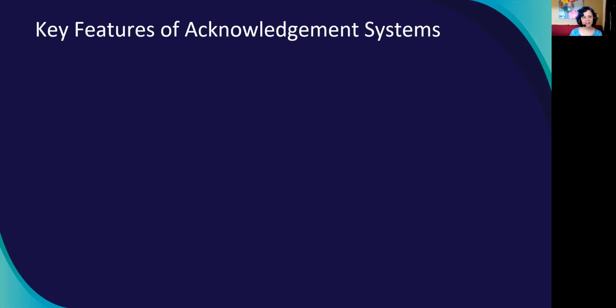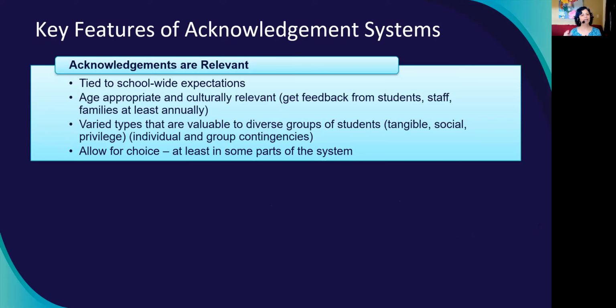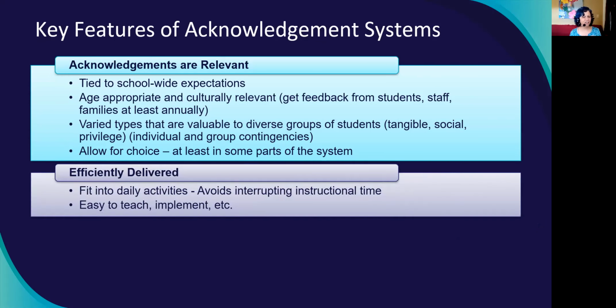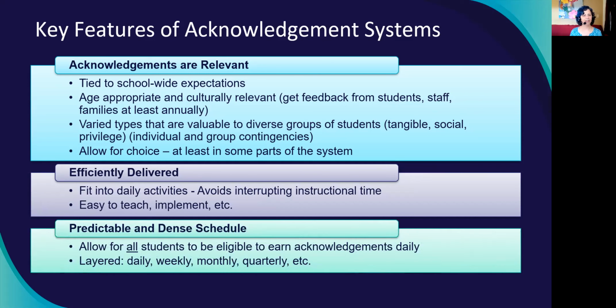Some key features of an acknowledgement system: make it relevant, right? It's tied to the expectations that we've already taught. It's age appropriate and culturally relevant to our population. We vary it up, mix it up, have different things that they can earn, right? Social privileges, right? And try to have some choice within there. And for staff, we want to make it efficient, easy to deliver so that they can keep teaching and keep using it. And for students, they want to know that it's going to be predictable.